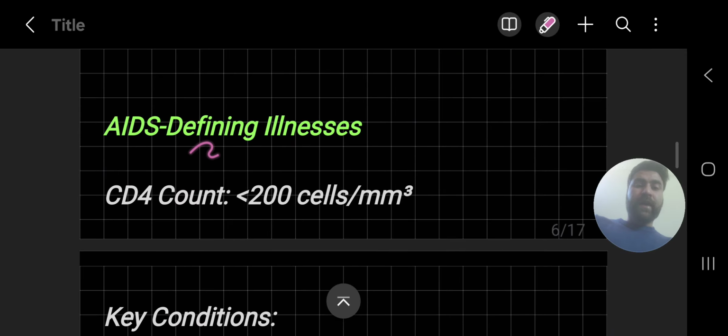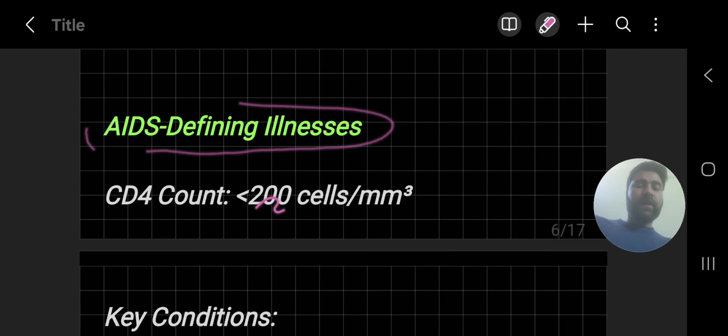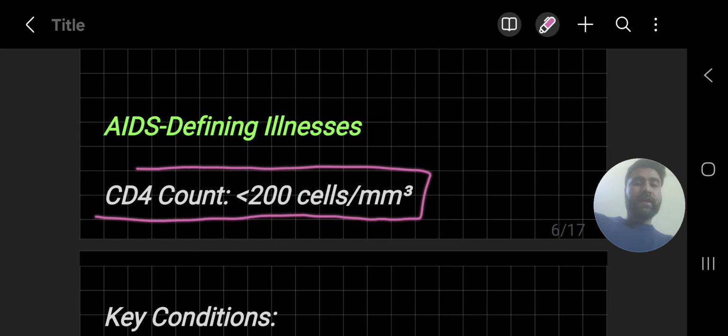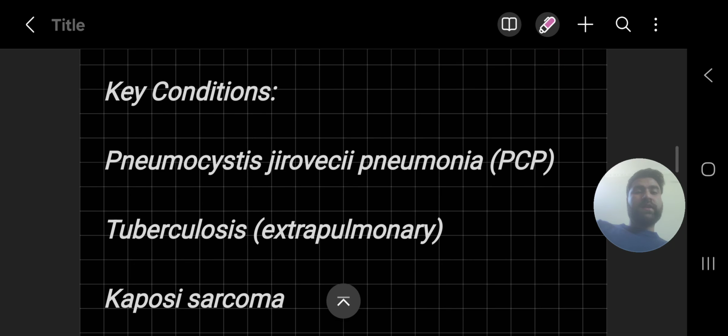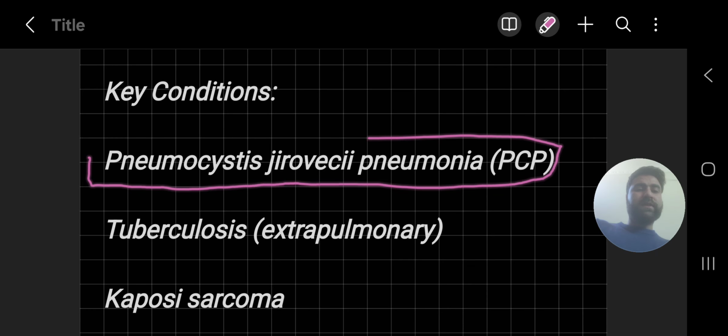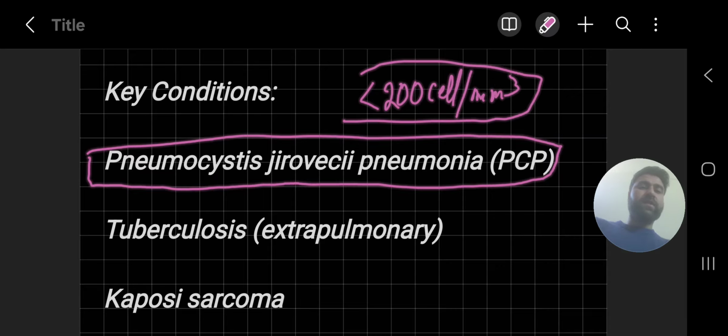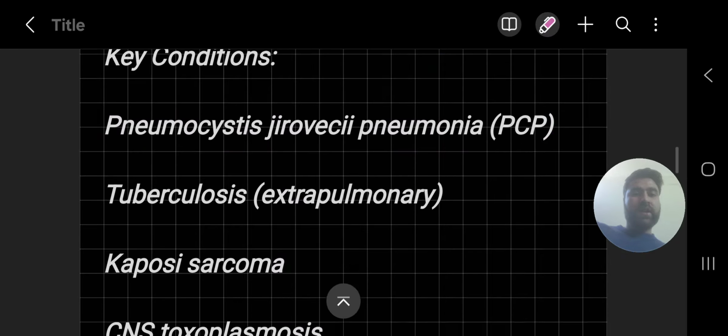Then AIDS defining illnesses. AIDS defining illnesses mostly appear when the CD4 count is less than 200 cells per millimeter cube. It means if you develop these illnesses, then you should highly suspect that you may have AIDS. Key conditions. First one is pneumocystis jirovecii pneumonia. Pneumocystis jirovecii pneumonia occurs when your CD4 count is less than 200.